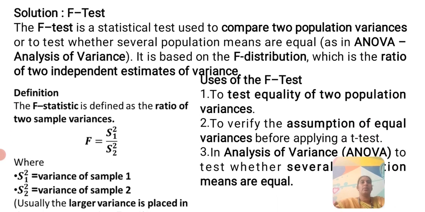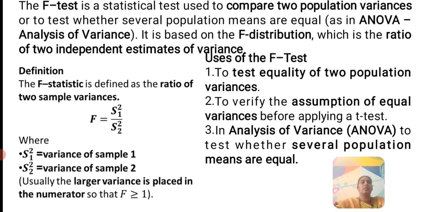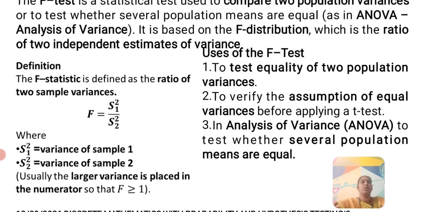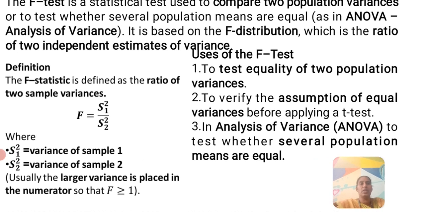There are several populations, and the use of the F test is, before going further, to calculate the equality of the two population variances, and to check the assumption of equal variance before the t-test, and to analyze the variance using the ANOVA table, to test whether several population means are equal. This is a very simple test compared to the previous chi-square and t-test.